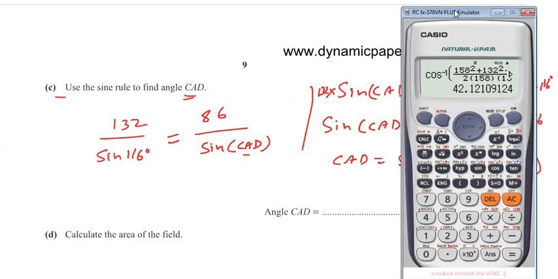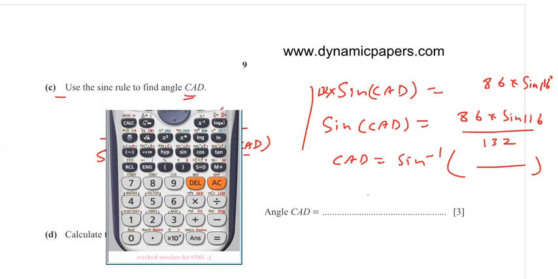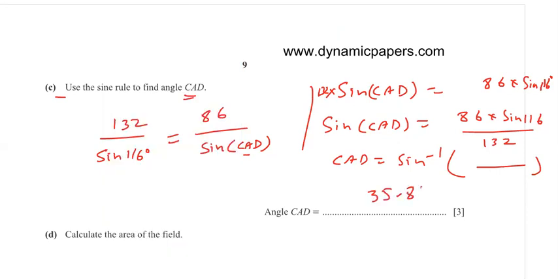Let's calculate this. It will be sine inverse of 86 into sine of 116 divided by 132. That is 35.84, which you can round to 3 significant figures, 35.8. Usually for angles, 1 decimal place.